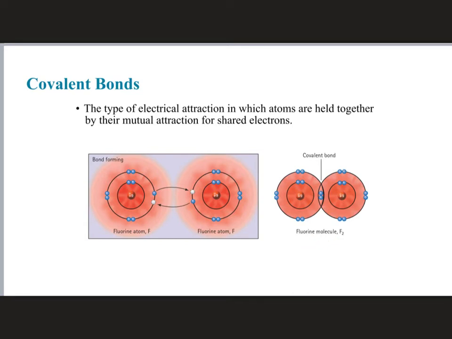The key thing here, though, is that these outermost valence electrons are being shared between both of these atoms. That's what makes it a covalent bond. In the previous example of an ionic bond, we actually had electrons completely removed from one atom and electrons completely added to another atom. Here, it's slightly different because the electrons aren't being taken from one and given to the other. They're being shared at the same time. And so this is what makes a covalent bond.